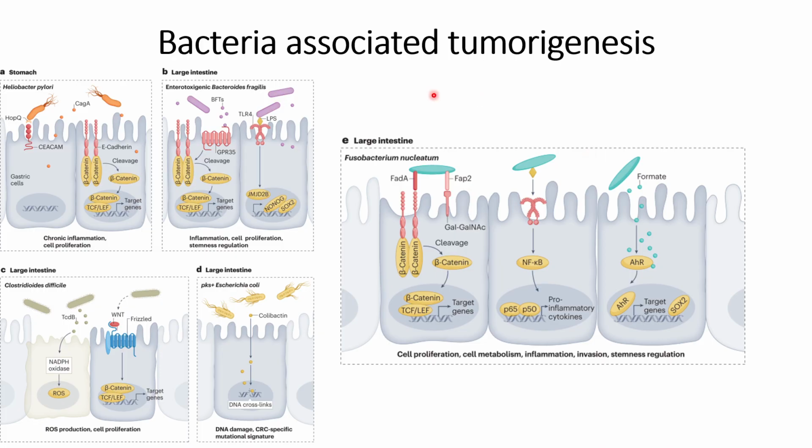So this is in brief how bacteria-associated tumorigenesis occurs within the stomach and large intestine. We have discussed the mechanism of different kinds of bacteria. We will discuss something related to this in our subsequent videos.